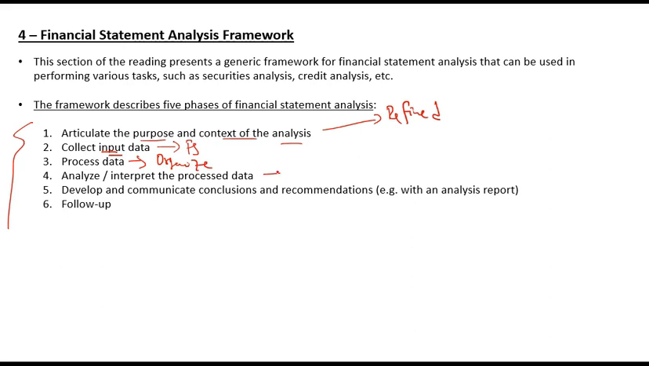Then the next step is that you analyze, that is, you perform your ratio analysis, you look at the past trends, you look at all the ratios: profitability ratios, growth ratios, liquidity and solvency ratios. And then once you have done your analysis and come to the conclusion, you develop and communicate conclusions and recommendations through an analysis report or through any other communications. That is, whether the company, for example, should be bought or sold, what is the future of the company, whether it should be lent money or not.